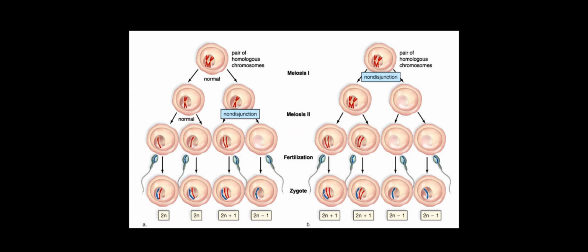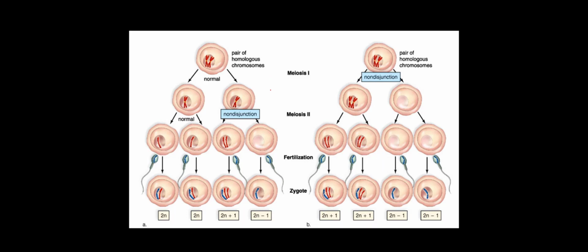However, there are instances, more rare but far worse, where non-disjunction occurs in meiosis 1. And this is when the bivalent, or the tetrad, the homologous pair, fails to segregate, and so one cell gets both of them. And so you can see here, there are no normal cells, okay? All of them are either +1, so falling into a trisomy condition, or a -1, okay?